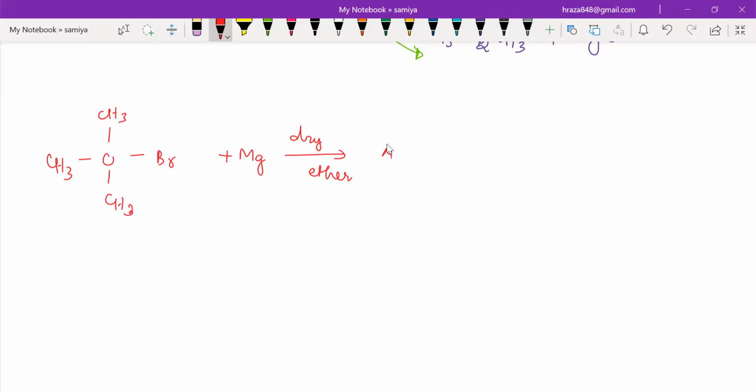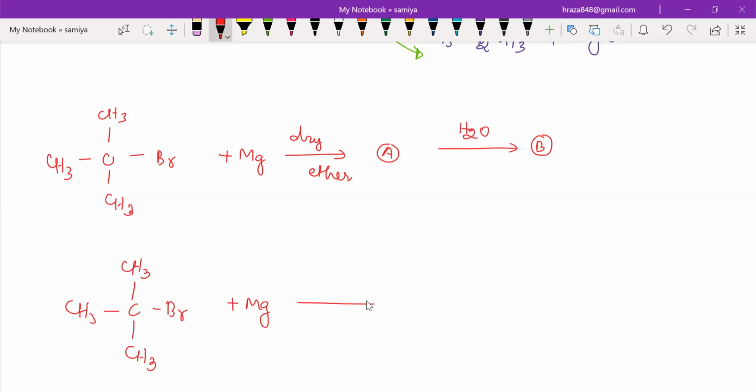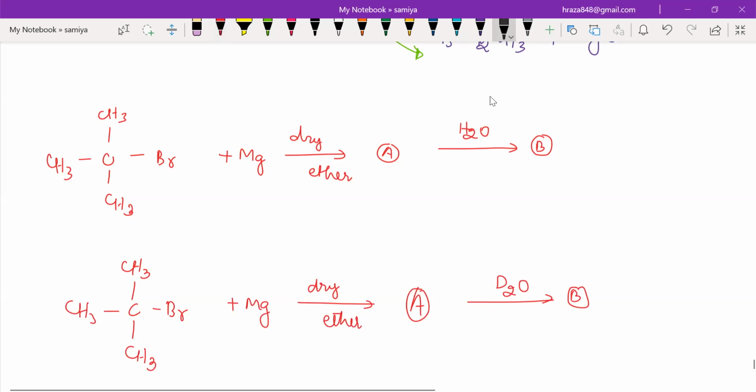Just let me know the A, and then followed by hydrolysis, let me know the B. Again, same thing, with D2O. Please let me know the name of the product.